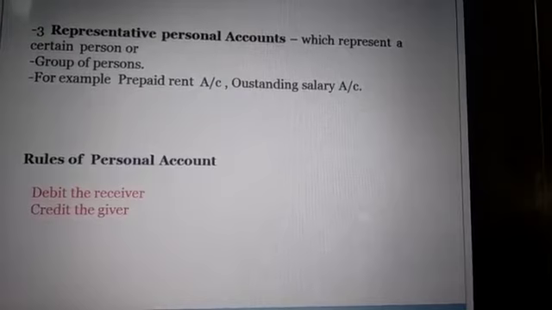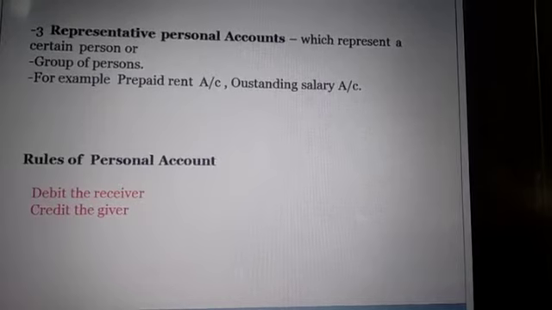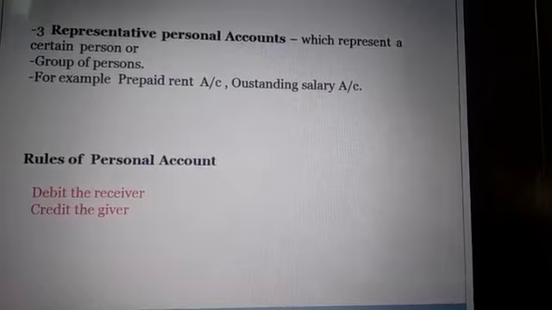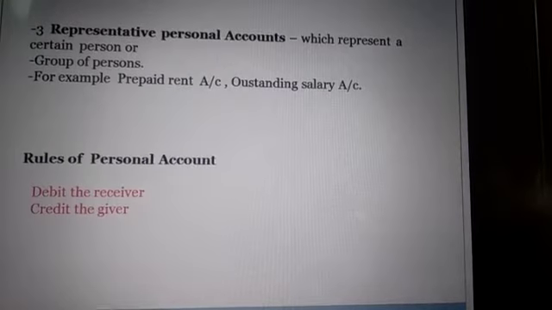Okay. So for example, prepaid rent, outstanding salary, accrued income, unearned income, that all comes under the representative personal account. Got it by everyone?